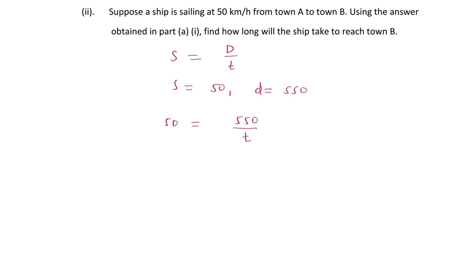Okay, so now let us make time the subject. Our equation is going to be time equals 550 over 50. Simplifying this, we are going to have 11. Therefore, the ship is going to take 11 hours to reach town B.